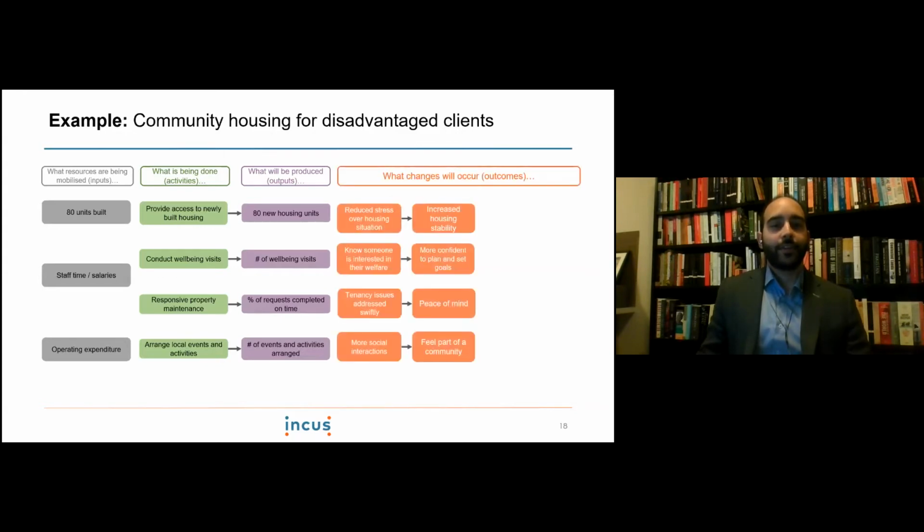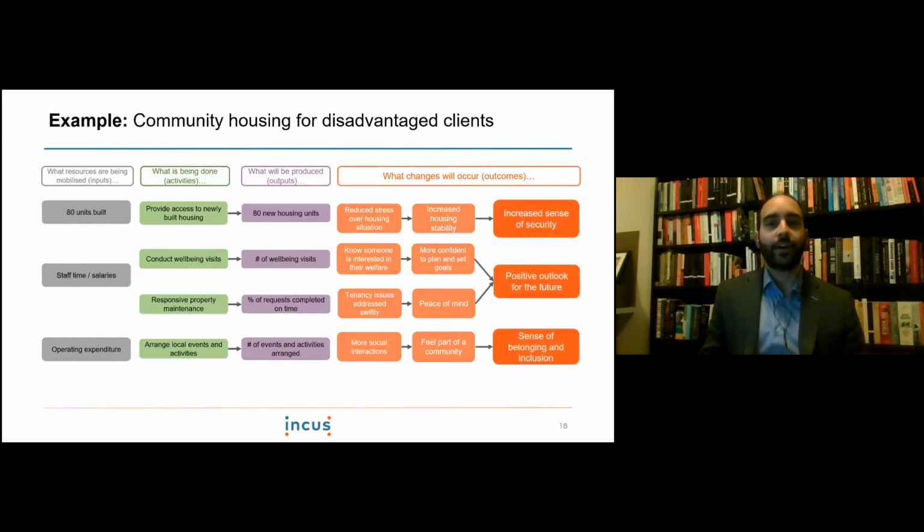As a result of that, you had a series of outcomes. The stakeholders or the customers experienced reduced stress about the housing situation. They knew someone was interested in their welfare. They felt that their issues were being addressed quite swiftly, and they had an opportunity for more social interactions. And as you followed that chain through, we identified 3 long-term final outcomes that were occurring and that were in line with what the community housing provider was trying to contribute towards: a sense of security, a more positive outlook for the future, and a sense of belonging and inclusion.